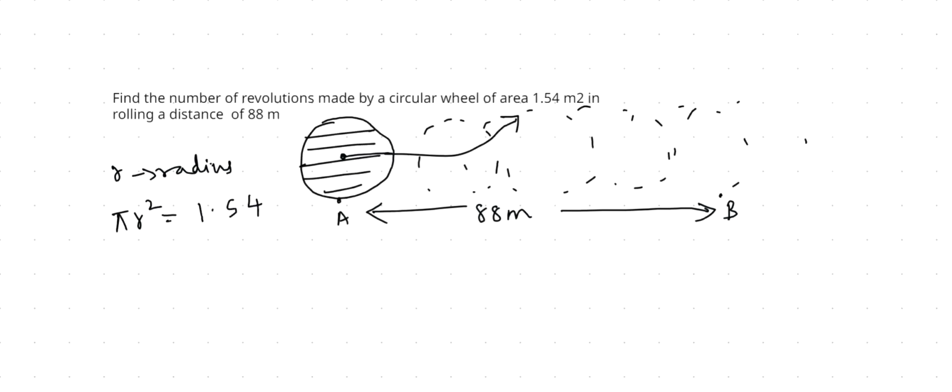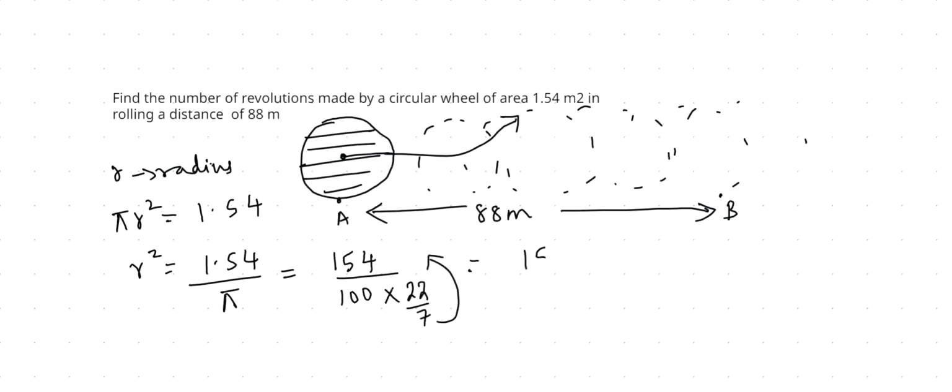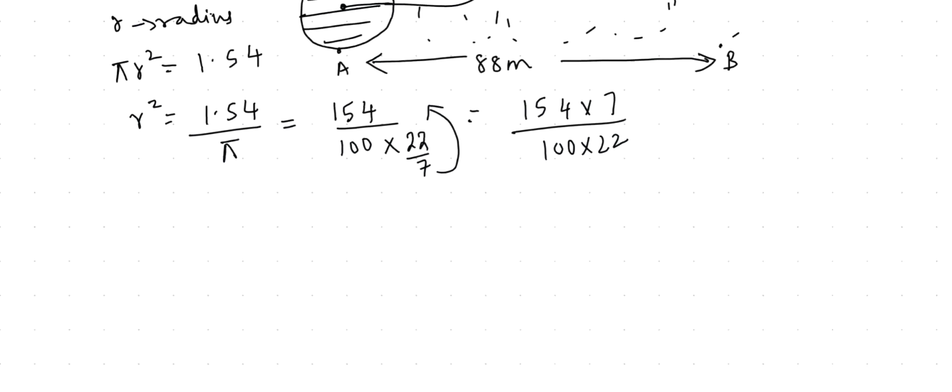Okay. So r square will be 1.54 divided by pi. Now I can write 1.54 as 154 upon 100, and of course pi is 22 upon 7. I can take this 7 to the top. So 154 into 7. However you want, you can do it. But don't take pi as 3.14, because if you see, 154 is a multiple of 11. Things are going to get cancelled out here. So it's better to go with this.